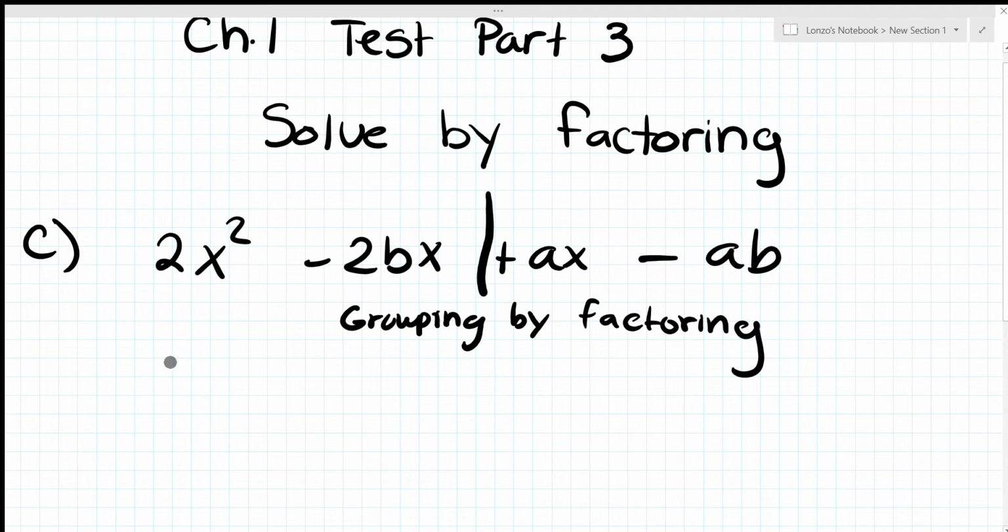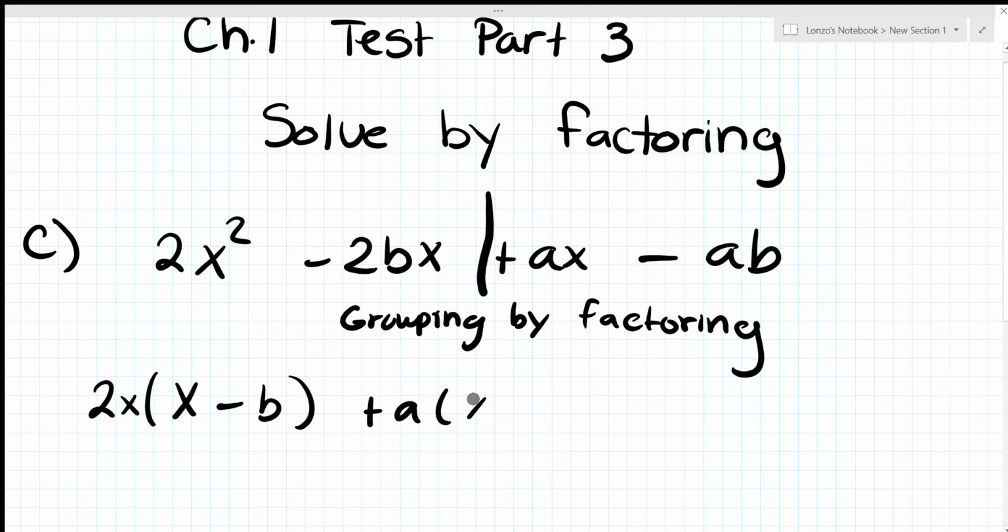What can I take out? You have 2x squared minus 2bx. I can take out a 2x, right? And you're left with x minus b, right? Because 2x squared is 2x times x is 2x squared, and then 2x times negative b is negative 2bx. Okay, good. Now let's focus on this part. What can I take out? I could just take out a positive a. I could take out an a, and then you're left with x minus b. Because a times x is ax, and then a times negative b is negative ab. Good. Okay, notice that the x minus b repeats more than once.